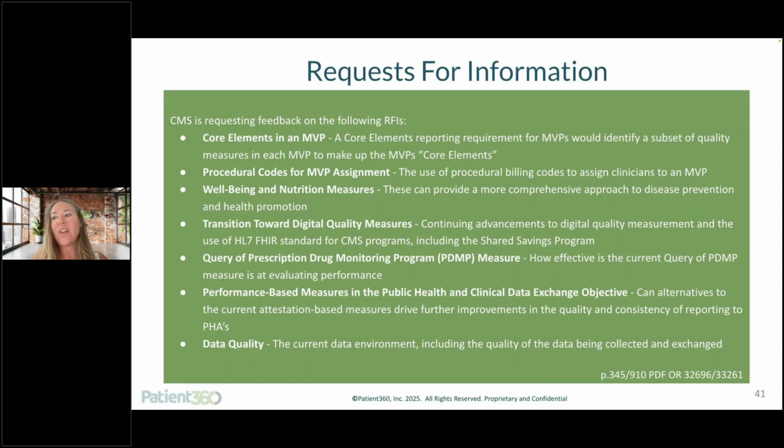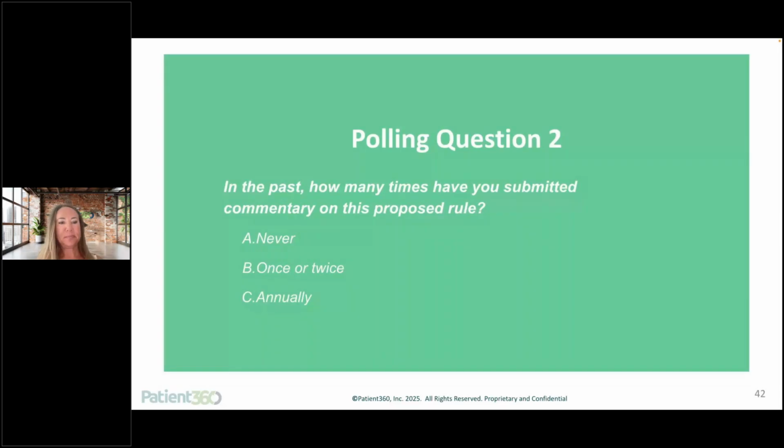Garrett's just going to do a final polling question. All right, let's put it up there. And by the way, we know we're going over, but that's all right. If you want to stick with us, we'd love to have you. Pulling up a question for you on your screen. In the past, how many times have you submitted commentary on this proposed rule? Never? Once or twice? Or do you annually? We'll give it about 10 seconds. We've got a lot of nevers. Okay, this last section I think is going to really help everyone. We'll close it down in about 5 seconds. 4, 3, 2, 1, and show you the results. Boom, there we go. Okay, good.